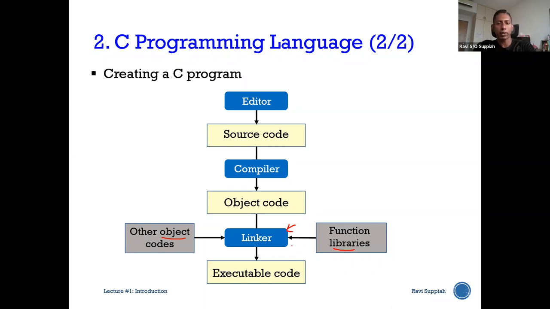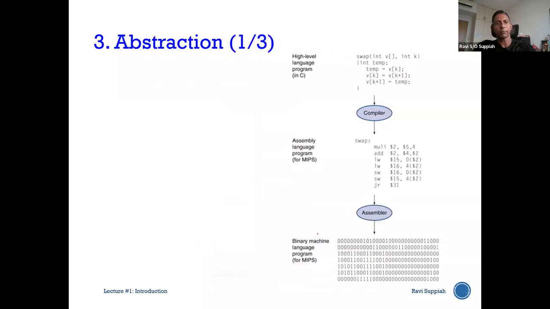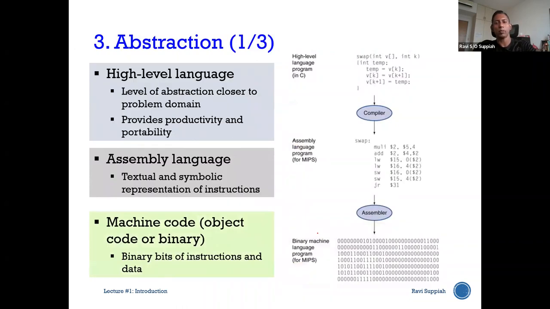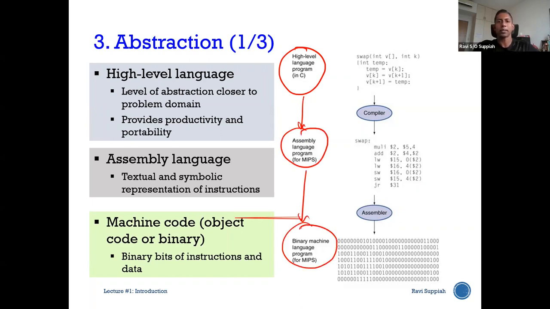Of course, all of this is transparent to us most of the time because the IDE that we use generally takes care of all these steps for us. In terms of abstraction, like we mentioned, we are trying to understand how a high level program gets translated to assembly language and eventually to machine language. This is what we are aiming to understand in the first half of this module.